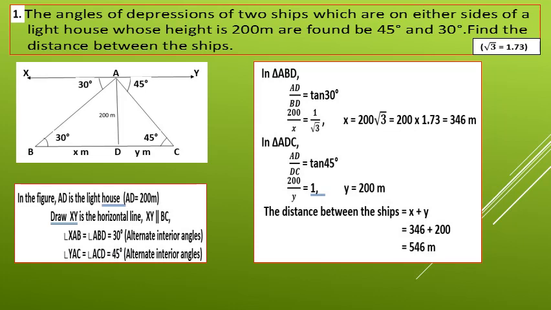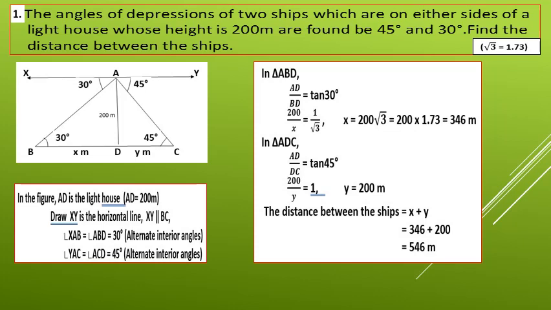Similarly, YAC and ACD are alternate interior angles. Therefore, angle ACD is 45 degree. Let BD distance be x meter, DC distance be y meter. We need to find the total distance between B and C.